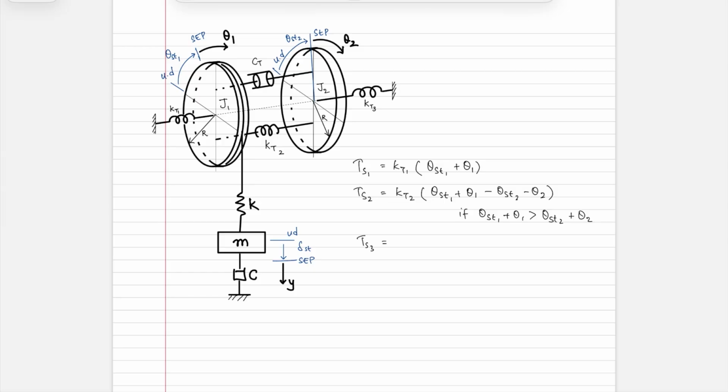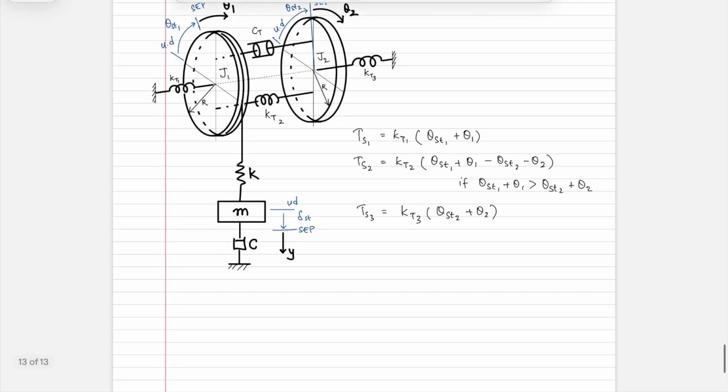Finally, we have tau S3 as KT3 times theta ST2 plus theta 2. In a similar vein to the above, we have tau D is equal to, in this case, CT times theta 1 dot minus theta 2 dot. This is because these two are constants, and so when you differentiate them, it goes to 0, essentially stating that there is no velocity at SEP.